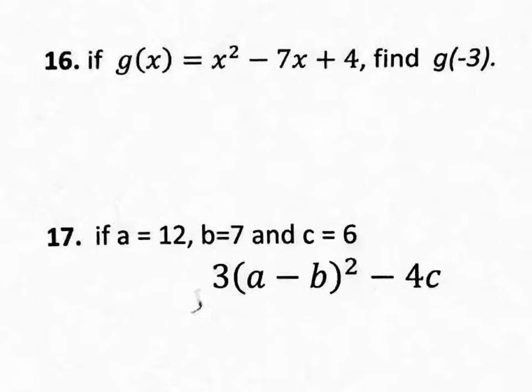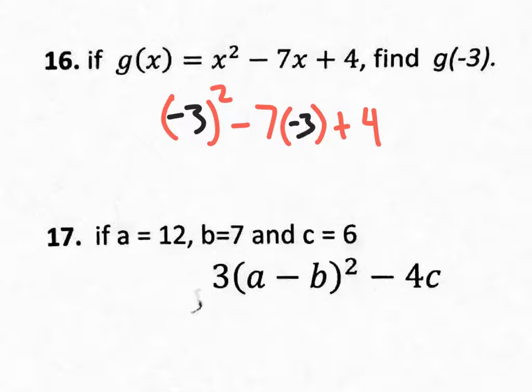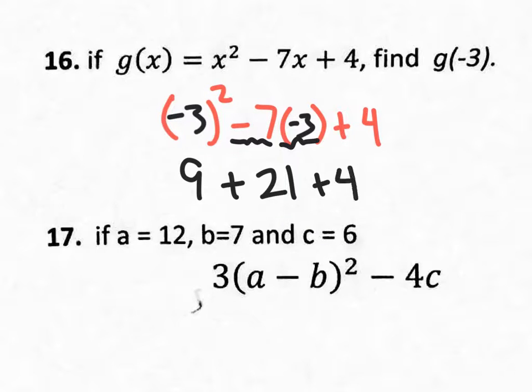The best, safest way to do that is to rewrite it with parentheses first, replacing the x's. And now I'm actually going to plug in the -3 inside those parentheses. And now you could actually do it using PEMDAS. You have exponents first, so that'll give you a +9. And then -7 times -3, that's a +21. And then bring down the +4.